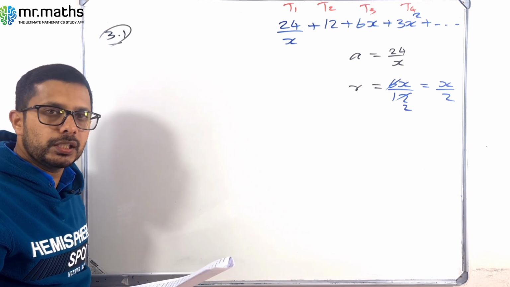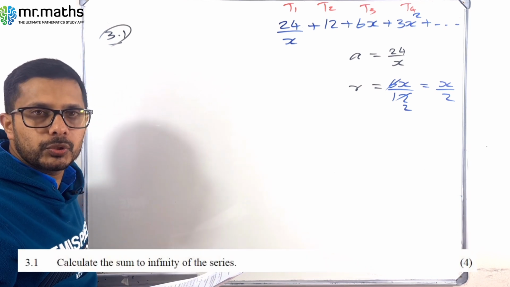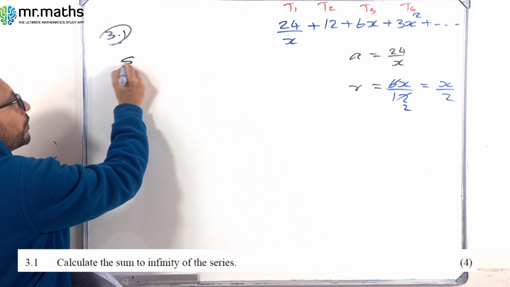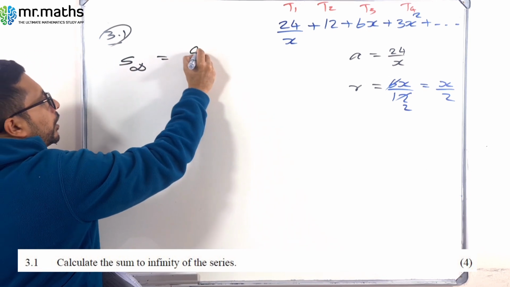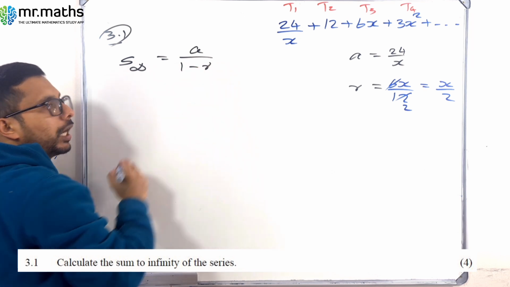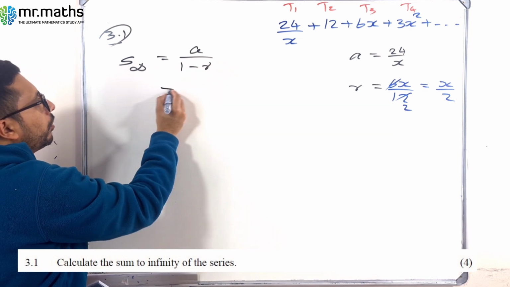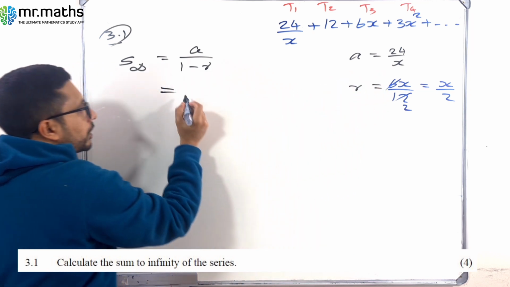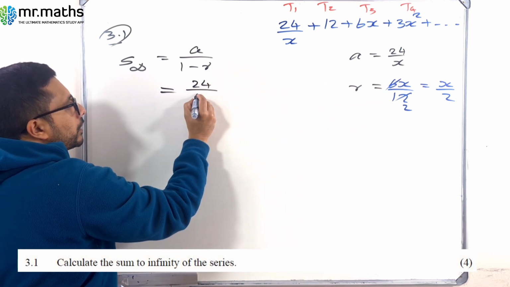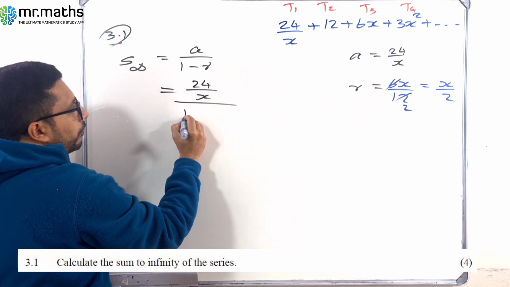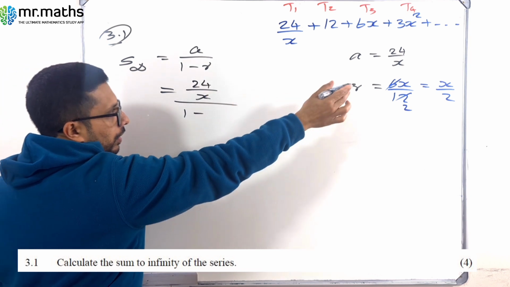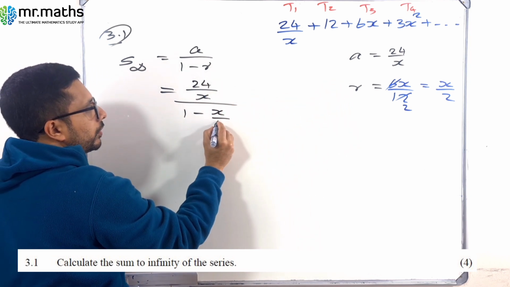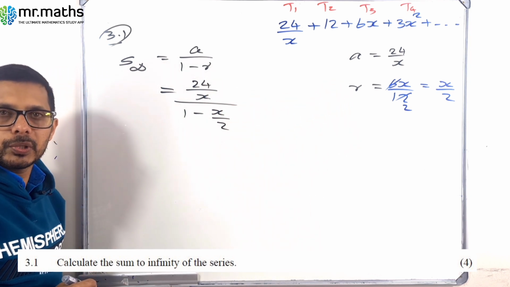In a geometric series, what is the formula to find the sum to infinity? S infinity, what is the formula? A divided by 1 minus r. Am I right? So we know here the value of a, the first term, is 24 by x. So 24 by x divided by 1 minus r. What is r? We got it as x over 2. Now we have to simplify this one, guys.